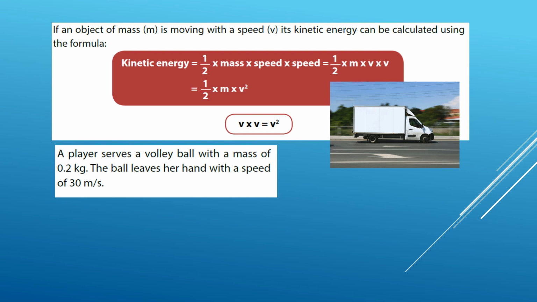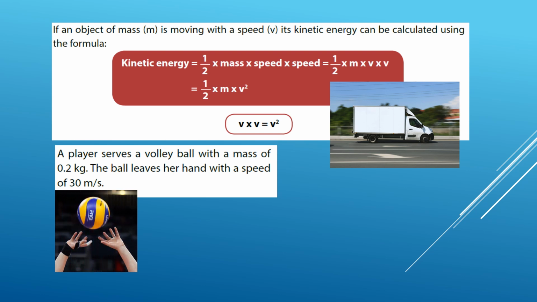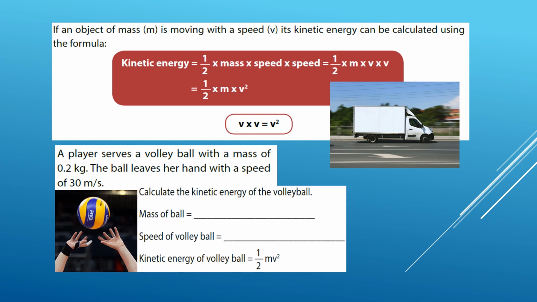Now consider the example given. A player serves a volleyball with a mass of 0.2 kilograms. The ball leaves her hand with a speed of 30 meters per second. Calculate the kinetic energy of the volleyball.